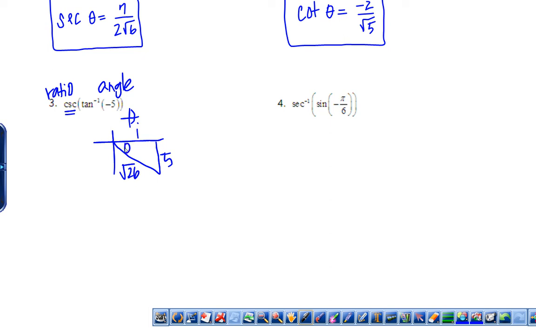Once again, I don't know this angle. So I'm going to say cosecant of this angle, and cosecant is hypotenuse over opposite, so that's going to be root 26 over 5, and then I'm going to have a negative there.